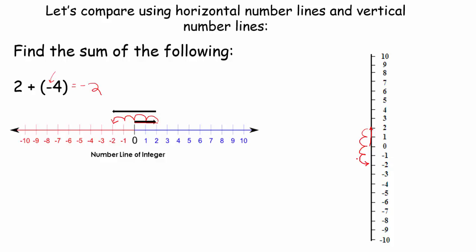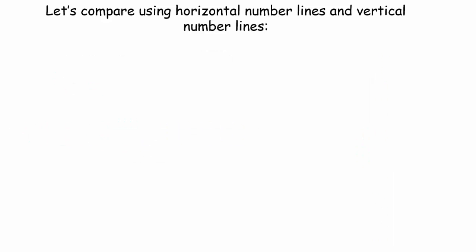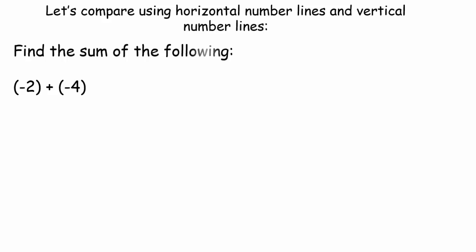So hopefully you're seeing horizontal number lines, vertical number lines, it's the exact same process. Positive, we're moving up. Negative, we're going to move back down. Moving up to a +2. Moving down 4 from there, ending up at -2. Let's take a look at another example.